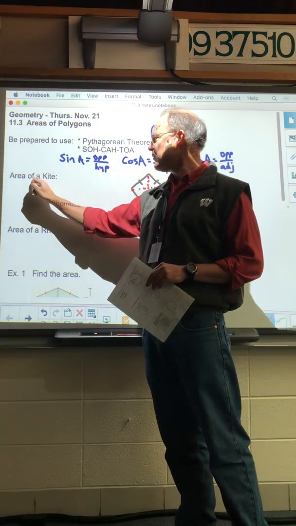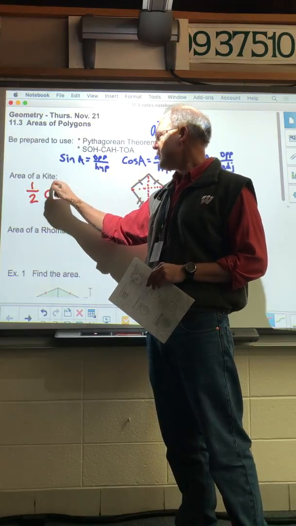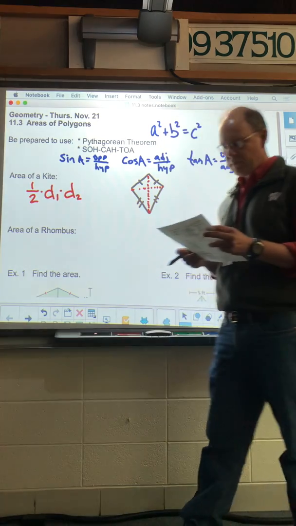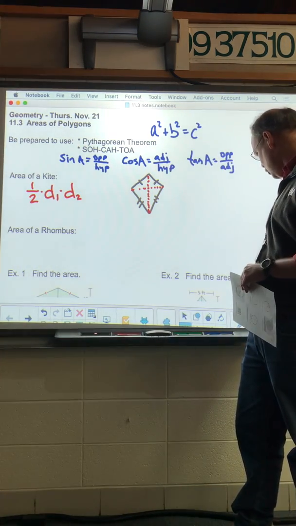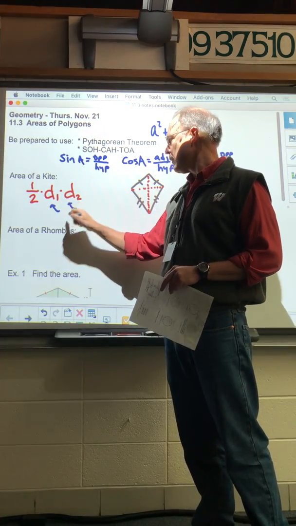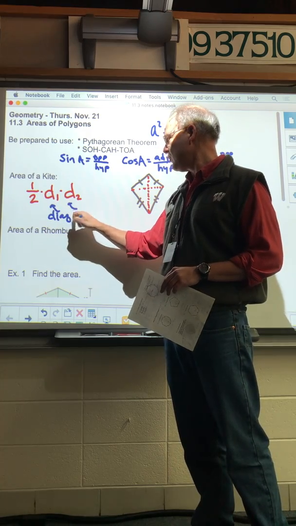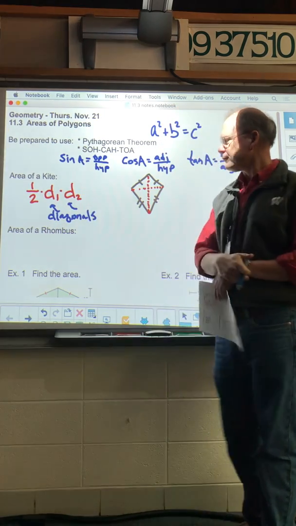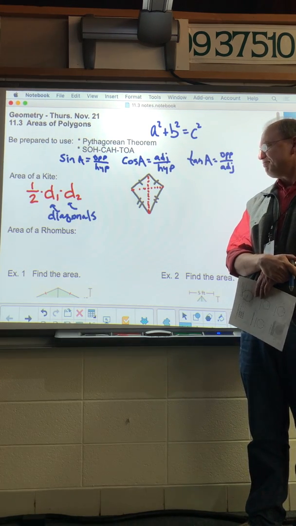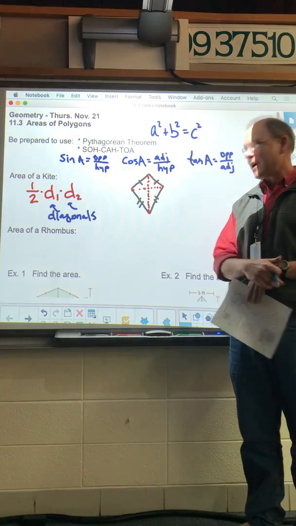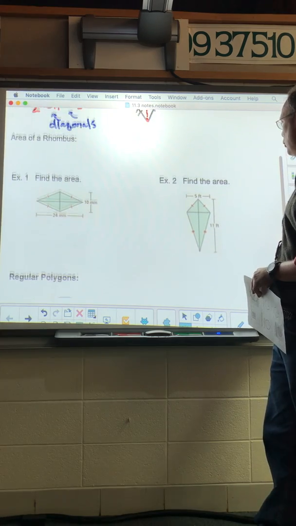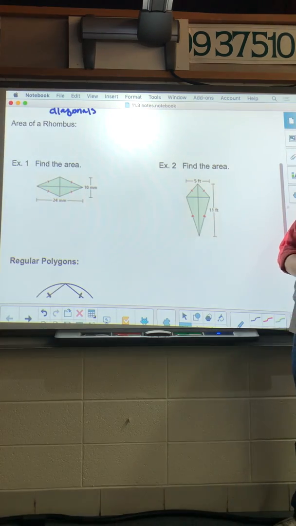So formula for area of a kite, 1/2 d1 times d2. And d1 and d2 are the diagonals. So the diagonals. 1/2 d1 times d2. Okay? Should we skip down to an example here? Let's skip down to example 2. That's kite, right?